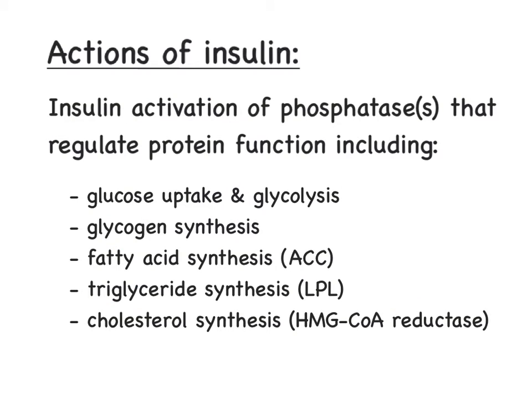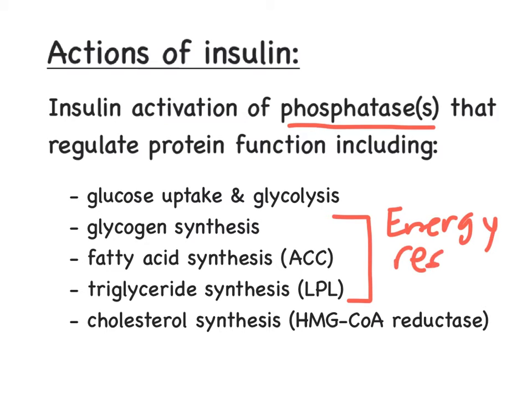Following secretion, the insulin can cause the activation of phosphatase enzymes that regulate protein function, including those enzymes or proteins that are responsible for glucose uptake and glycolysis, so that's using our glucose as an energy source, as well as those enzymes involved in the formation of our energy reserves, so glycogen synthesis, fatty acid and triglyceride synthesis, as well as the synthesis of other biological molecules such as cholesterol.